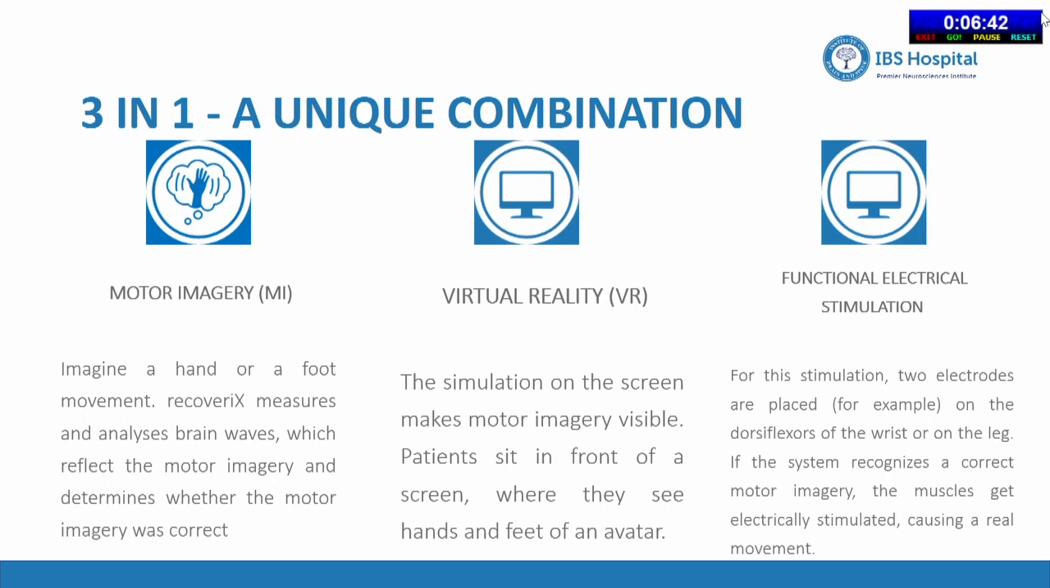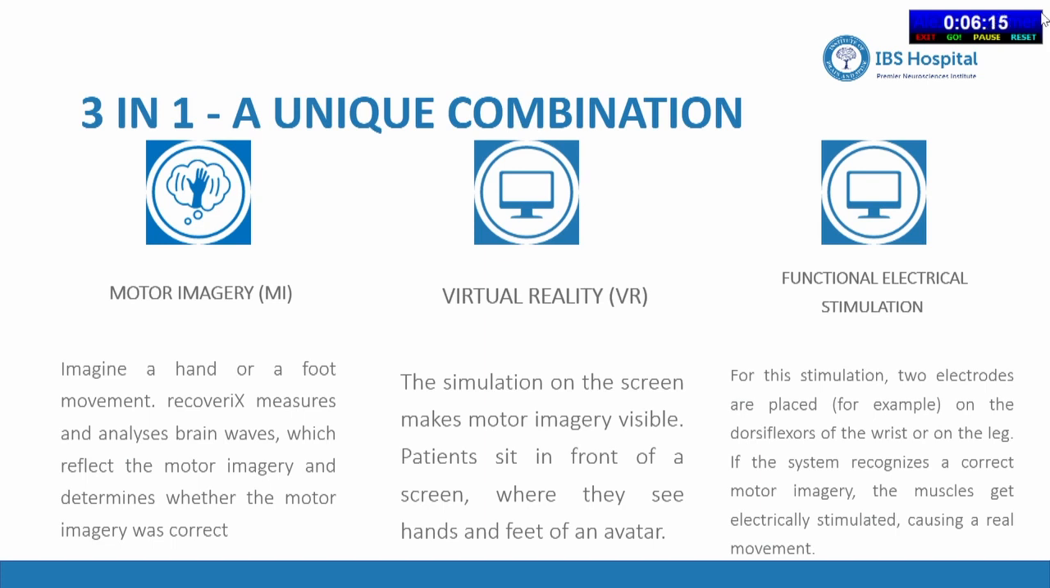patterns. The first is motor imagery. Motor imagery is imagining moving a hand or foot. So the device catches those signals when we imagine the movement. Then virtual reality. In virtual reality, there is a simulation on the screen that shows you a motor task which you want to perform, like you want to move your hand or foot.